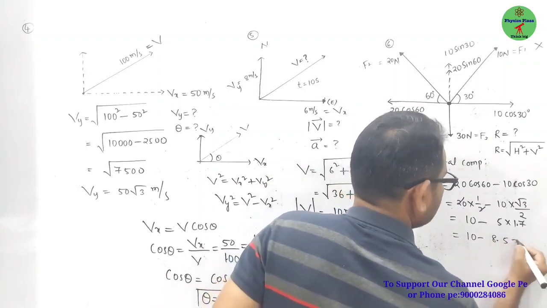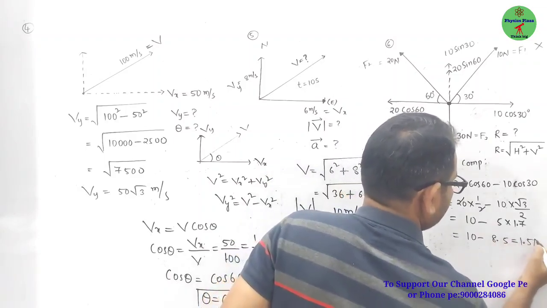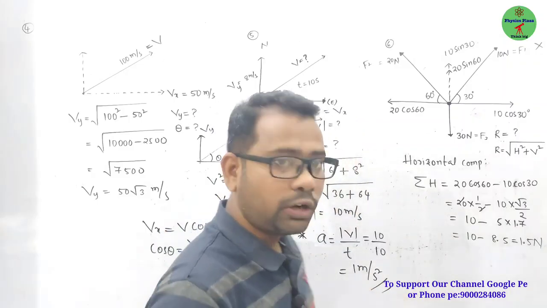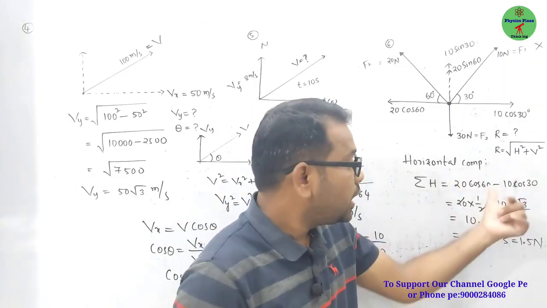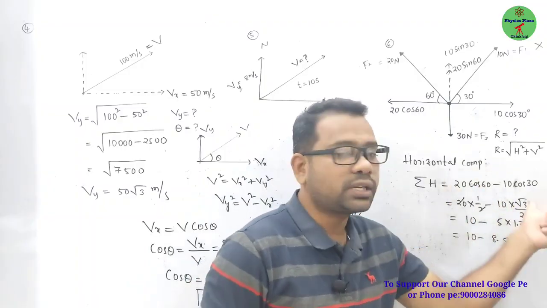8.5. So this is going to be 1.5 Newton. Here you might have got a doubt. Sir, why are you doing 20 cos 60 minus 10 cos 30? Why not 10 cos 30 minus 20 cos 60?